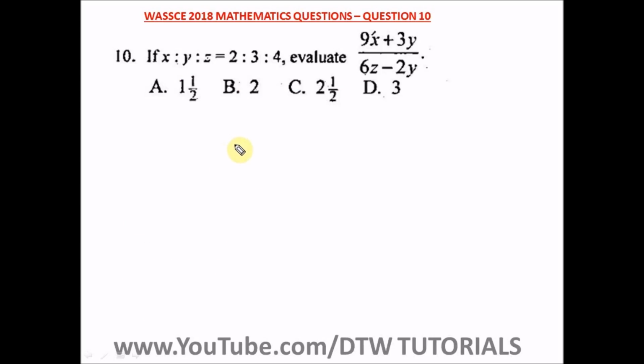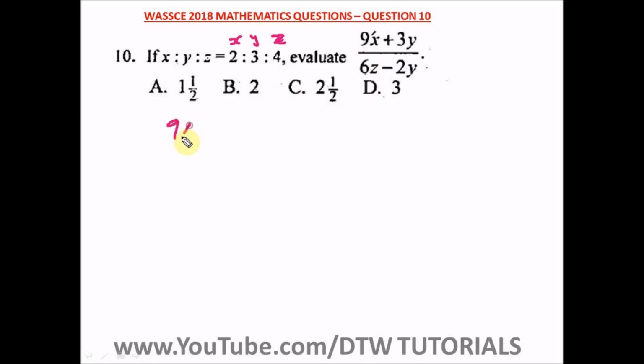Question 10 of the WASSCE 2018 mathematics past question. That's your WAEC exam. It says if x ratio y ratio z is 2 ratio 3 ratio 4, evaluate 9x plus 3y divided by 6z minus 2y. All you need to do is put in the values of x, y, and z, 2, 3, 4, into this equation.